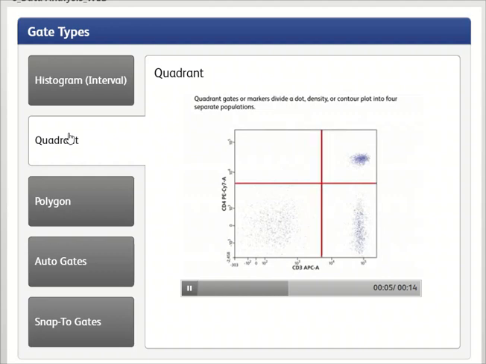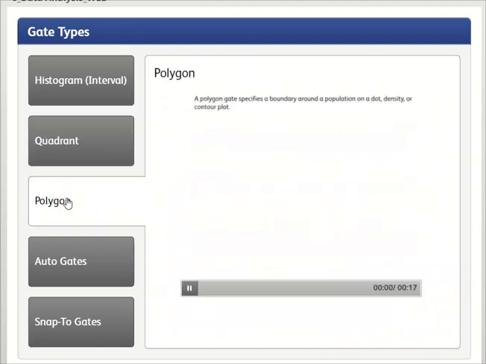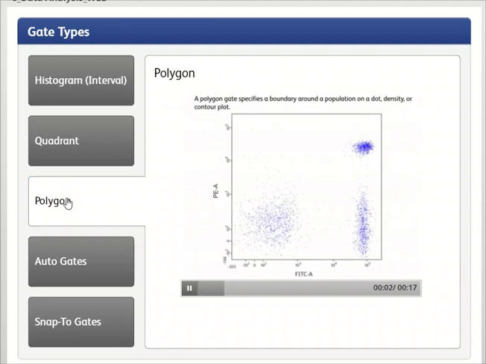Quadrant gates or markers divide a dot density or contour plot into 4 separate populations. Polygon. A polygon gate specifies a boundary around a population on a dot density or contour plot.